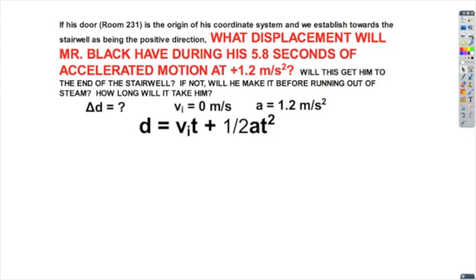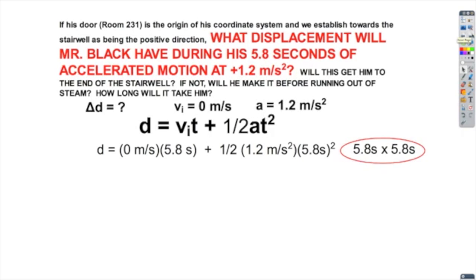So given the things that we do know, we can see that probably the best equation to use here would be the third motion equation. D equals VIT plus 1/2 AT squared, because I have a lot of these variables already. I even know my time. So I'm going to go ahead first and plug in some of the information I have, my VI being 0 meters per second, my A being 1.2 meters per second squared, which we have here, and then my T 5.8 seconds.